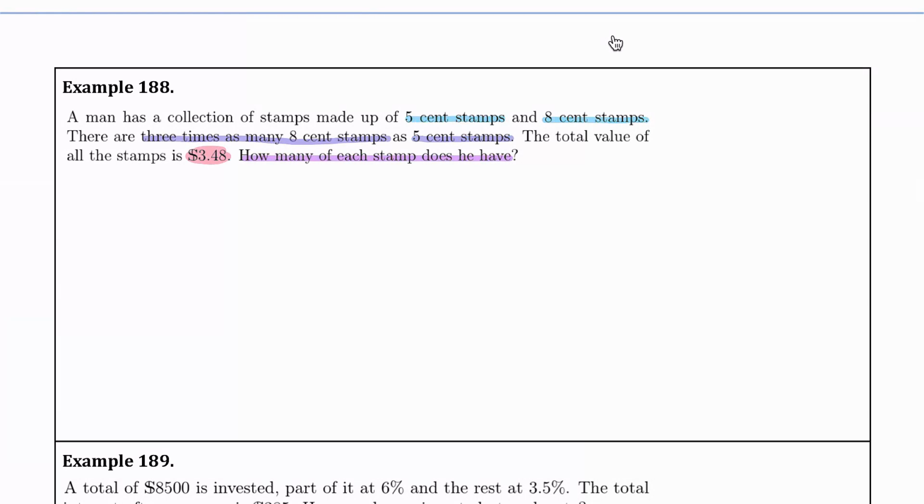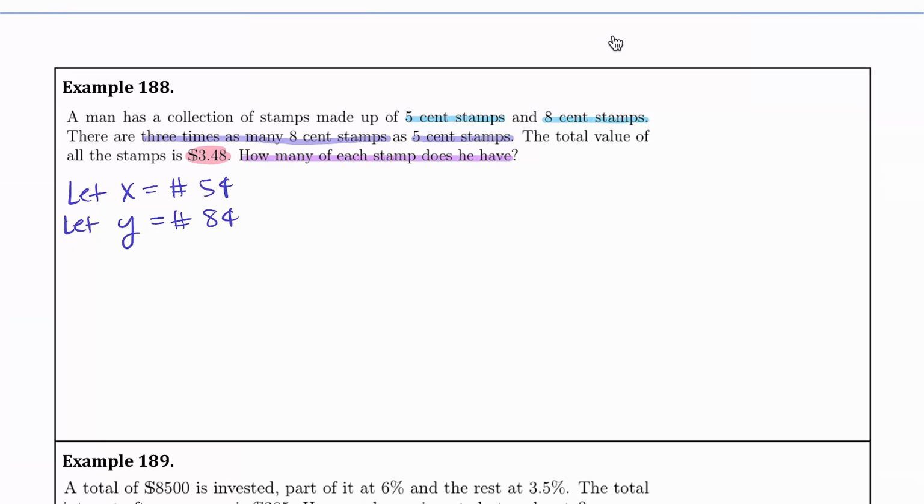All right, let's start with defining our variables. We have two kinds of stamps. So I'm just going to use X and Y on this one. So I'm going to say let's let X be the number of 5-cent stamps. And I'm going to say let's let Y be the number of 8-cent stamps.